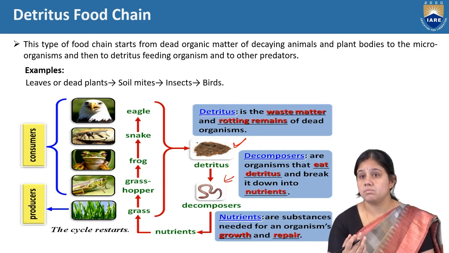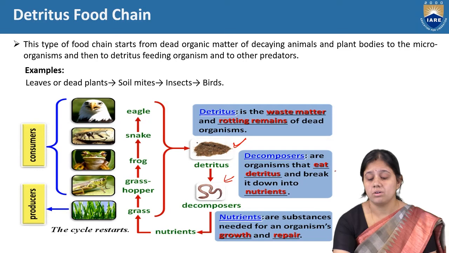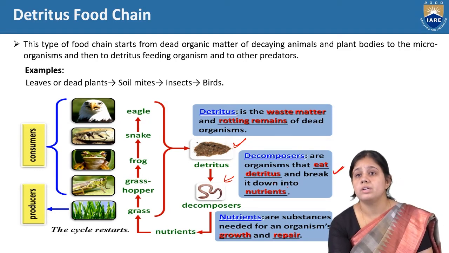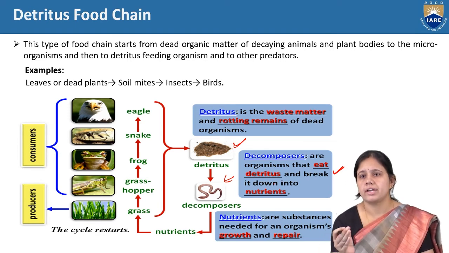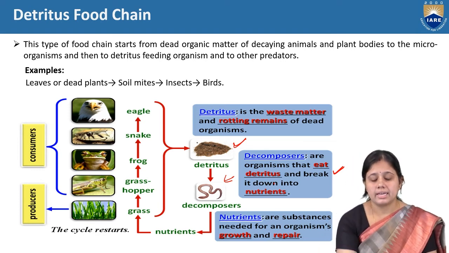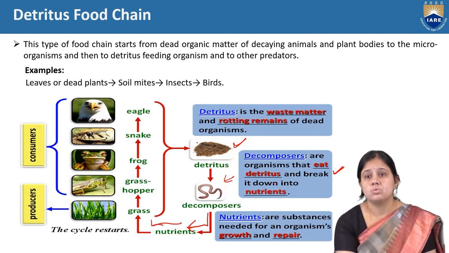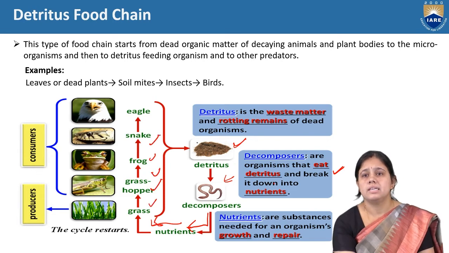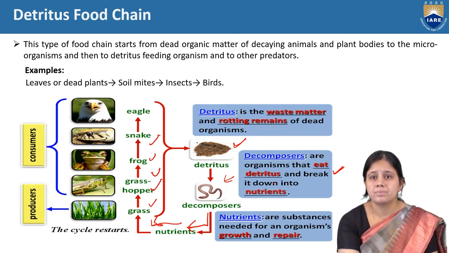So here you can see the role of a decomposer. They eat the detritus and break it down into nutrients. And nutrients are the substances that are needed for the organism's growth and repair. Then again, they make these nutrients available to the environment, and it is used by the grass and grasshopper, frog, snake, eagle. They will use this energy from the green plant.